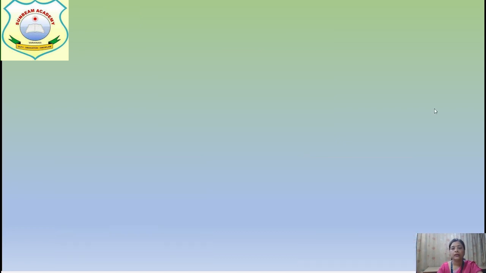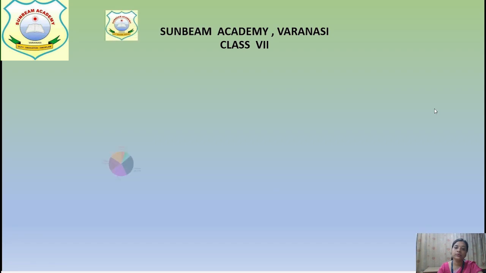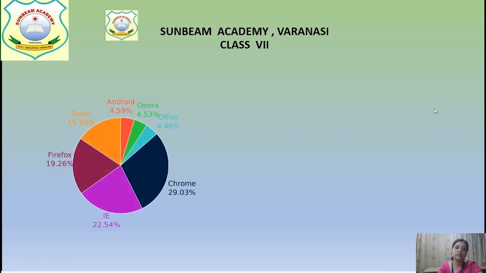Okay, now I am going to show you some examples of percentage. See, this is a pie chart which is showing the percentage. IE means Internet Explorer. These are web browsers, children. This is Chrome. So the Chrome user percentage is highest.